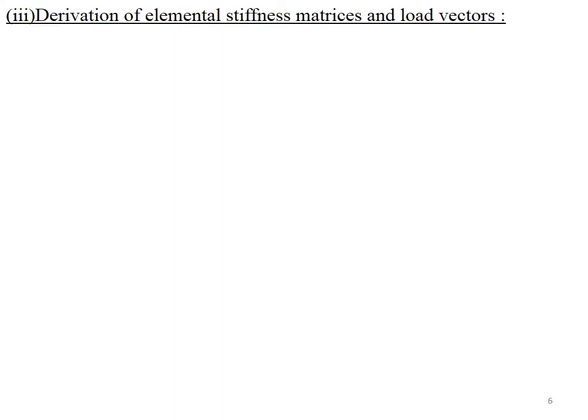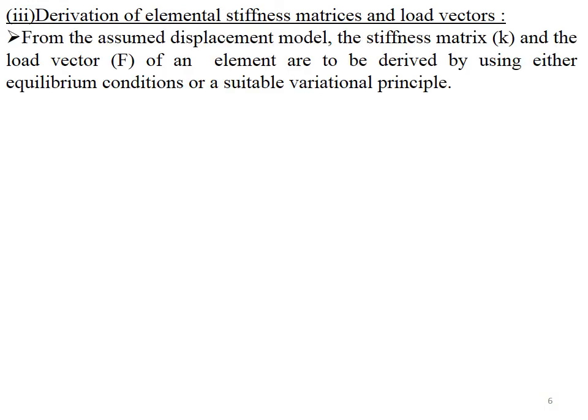Derivation of elemental stiffness matrix and load vectors. Next up, from the assumed displacement model, we derive the stiffness matrix K and the load vector F for an element. This is given in the problem, wherein we will be knowing the loading conditions. So keeping this in mind and taking the assumed displacement model into consideration, first we form the elemental stiffness matrix and then we form the load vector by taking the given loads into consideration.